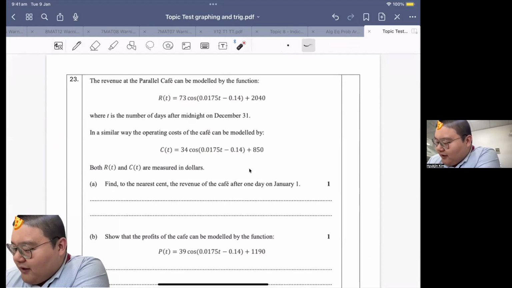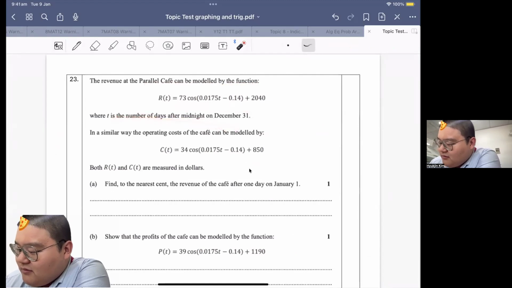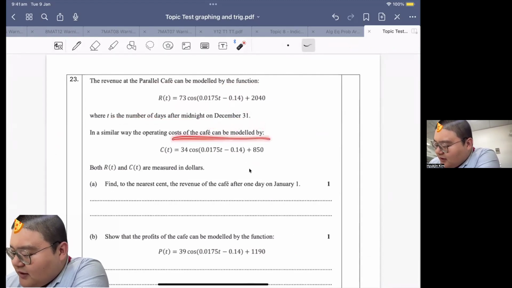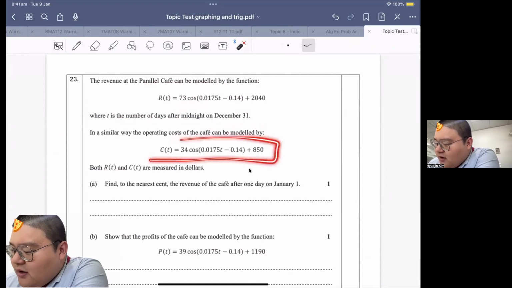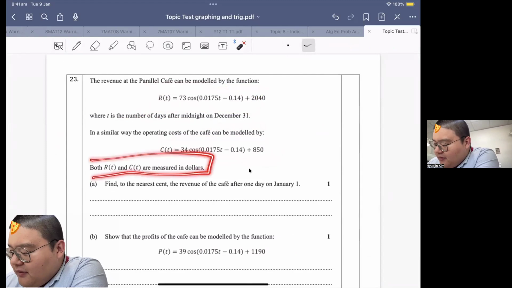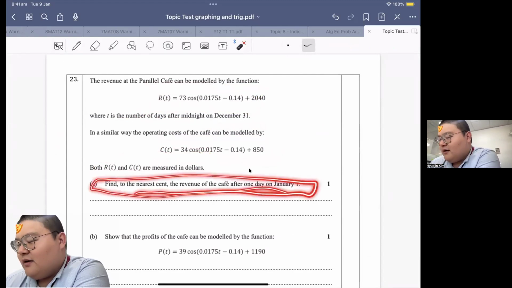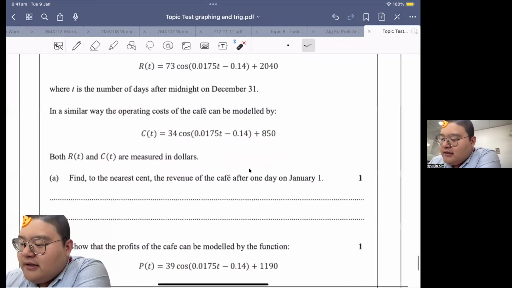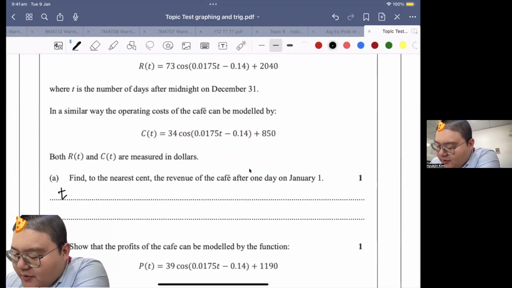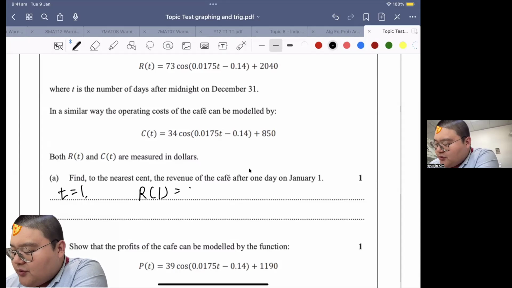The revenue at a parallel cafe can be modeled by this. And then, number of days after midnight. And then this is the cost. Revenue and cost. Find to the nearest cent the revenue of the cafe after 1 day on January 1. T is the number of days. That means T equals 1. So now all I need to do is R of 1 and just substitute into it.